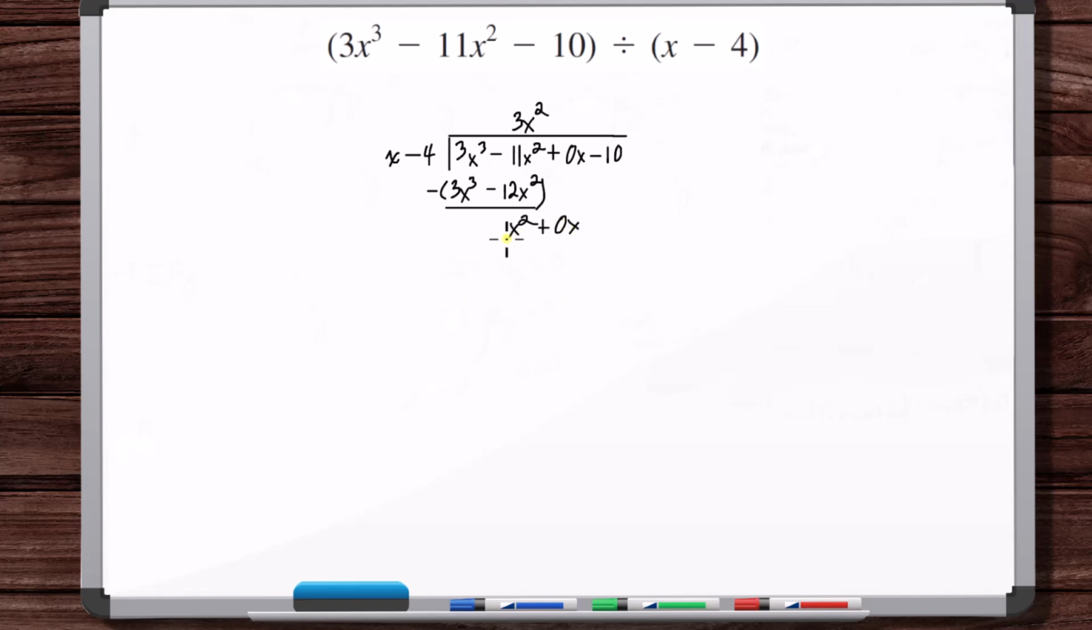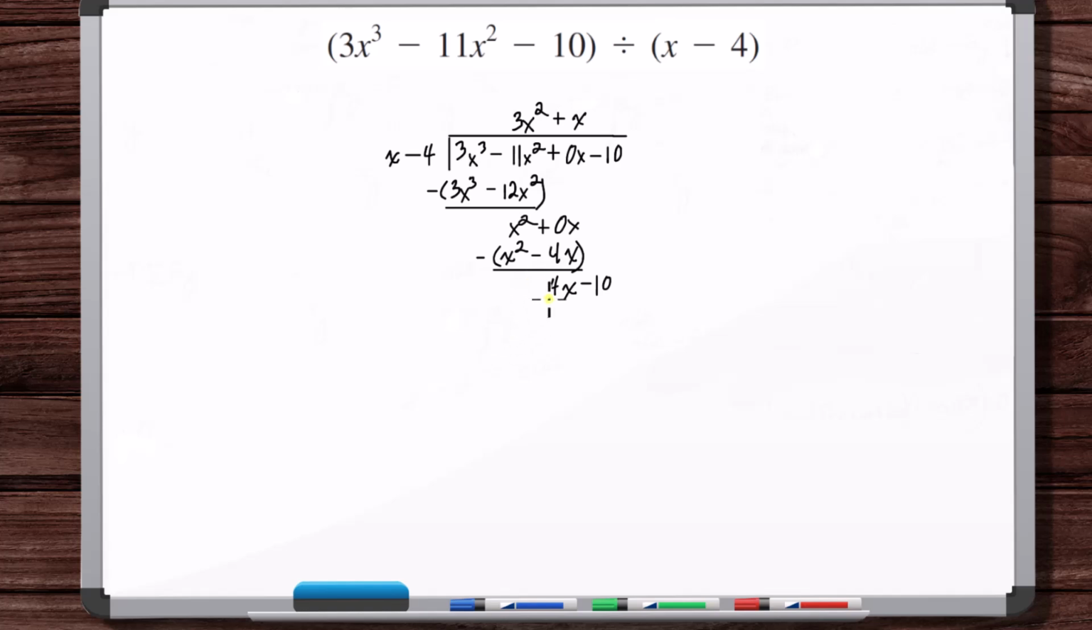Now we do the same process. Divide the leading term here, x squared, by the leading term of the divisor. x squared divided by x is positive x. Put that over the x term. Now multiply x by the divisor, so we get x squared minus 4x. Subtract these two. x squared minus x squared is 0. 0x plus 4x is 4x. Now bring down the minus 10.